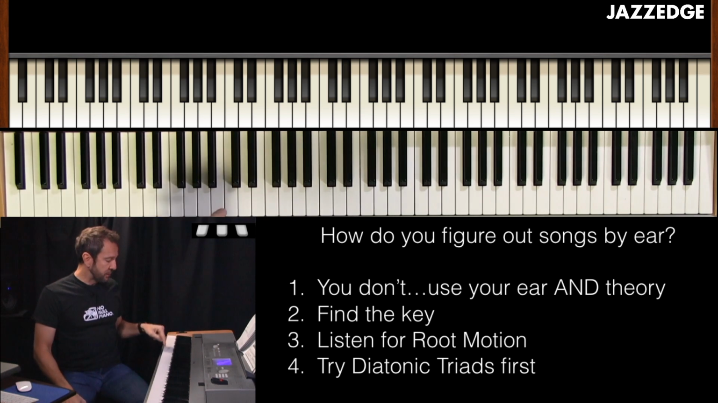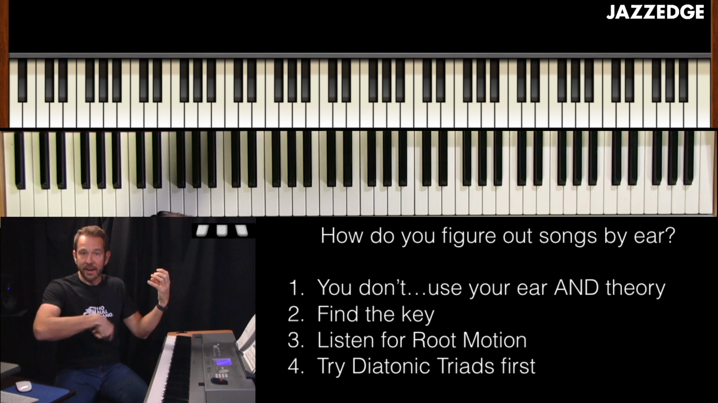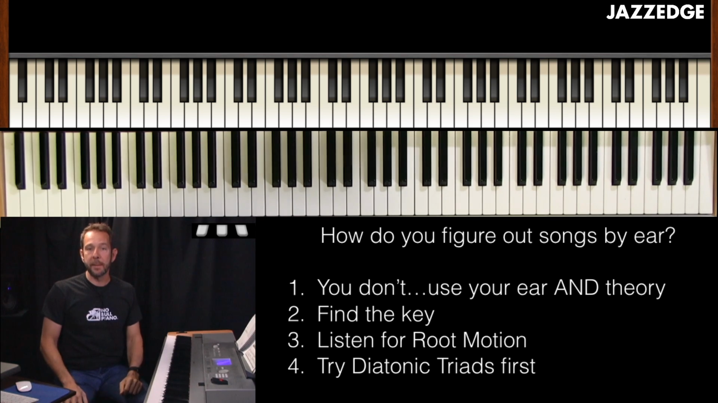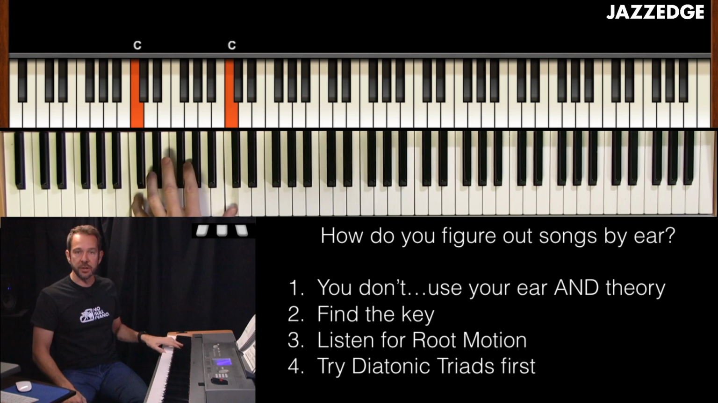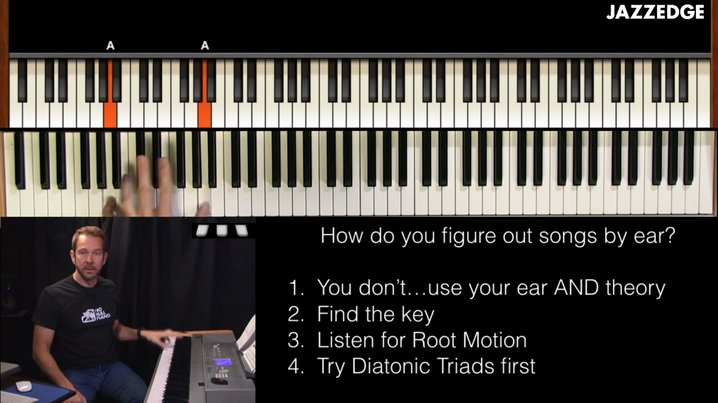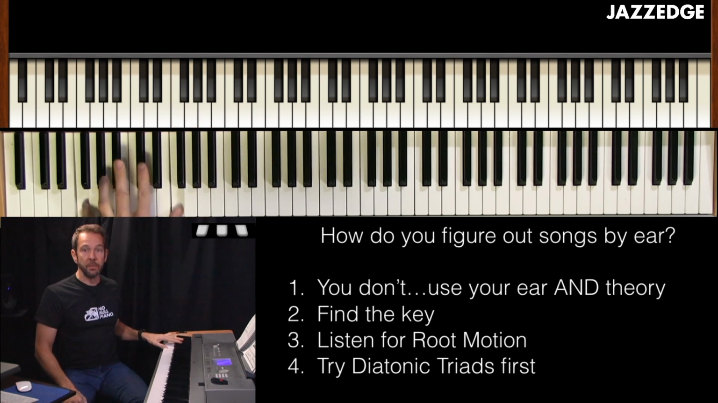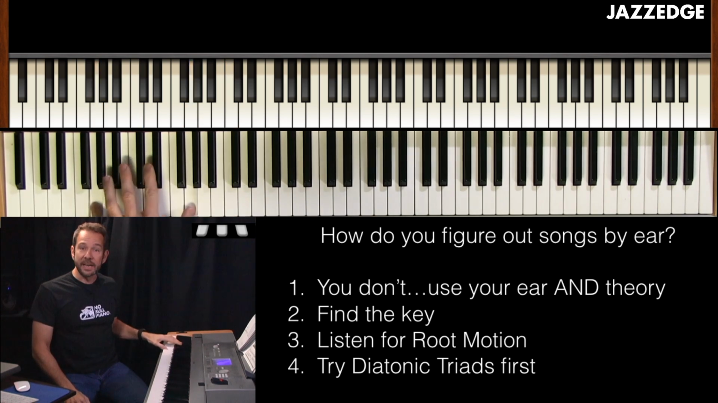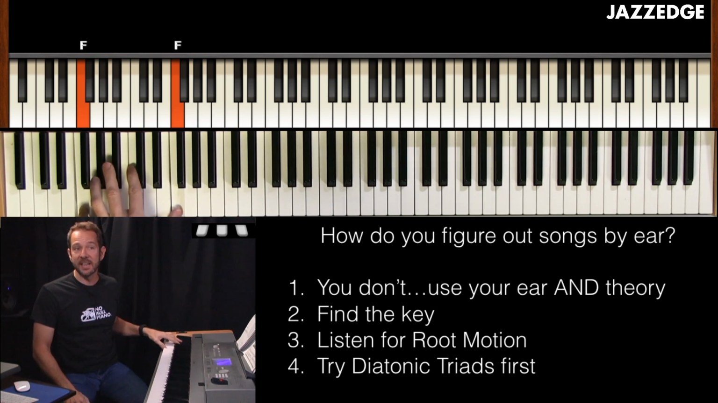The next step is listen for root motion. Listen to the bass player, right? Listen to the bass, either upright bass or electric bass. Listen for the low note. You're listening for that root motion. So, in the Girls Like You song, you can hear how it goes from C to G to A to F.